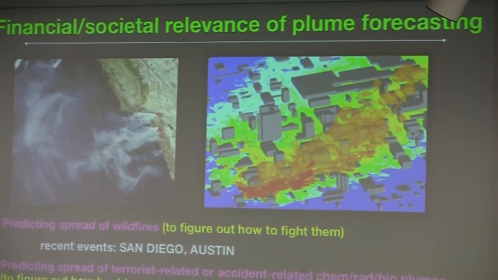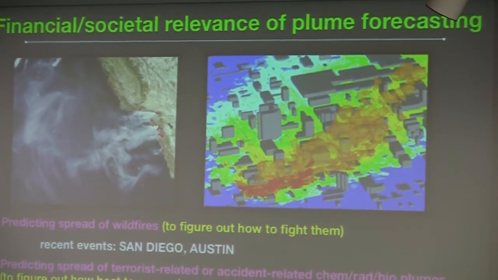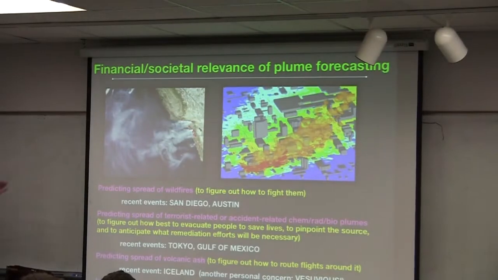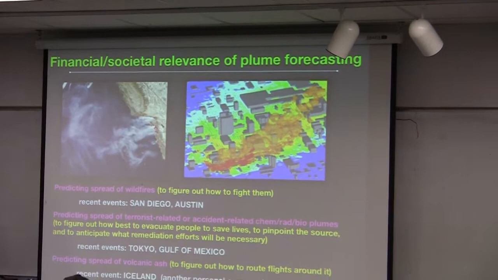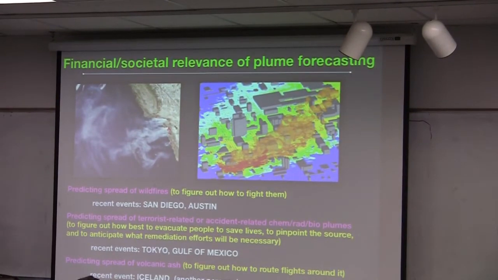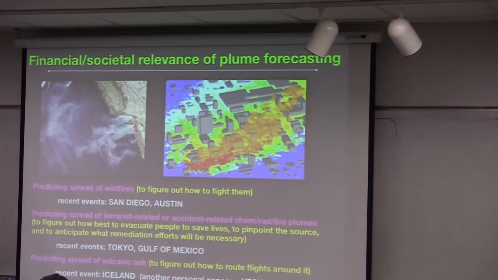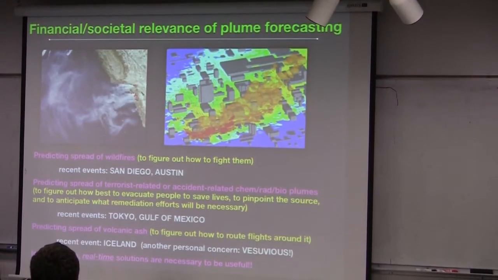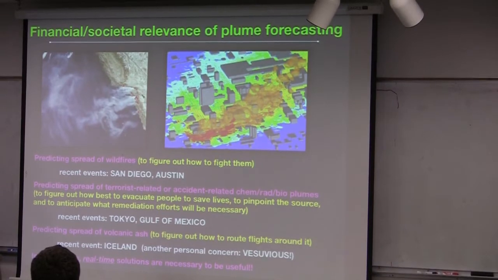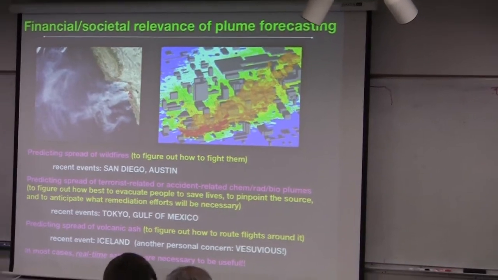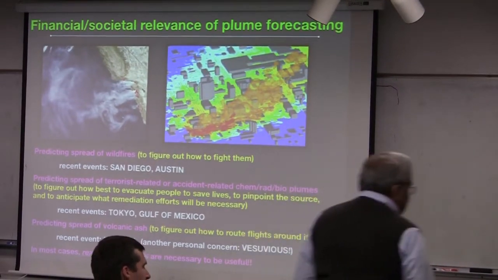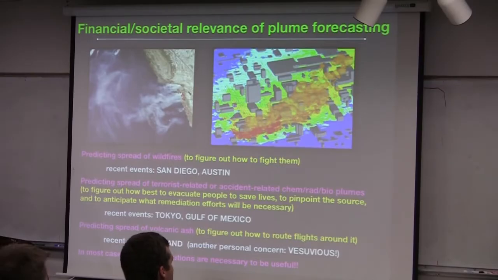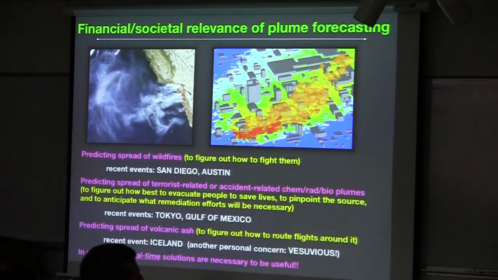related to plume forecasting. I'm interested in things at the urban scale or at the scale of Southern California. Talking about the spread of wildfires, talking about chemical or radioactive or biological plumes that can happen due to accidents or terrorism-related activities, so of course the disaster in Tokyo, also the plumes that were released from Deepwater Horizon in the Gulf of Mexico. Yes, sorry, some of the slides are kind of dark.